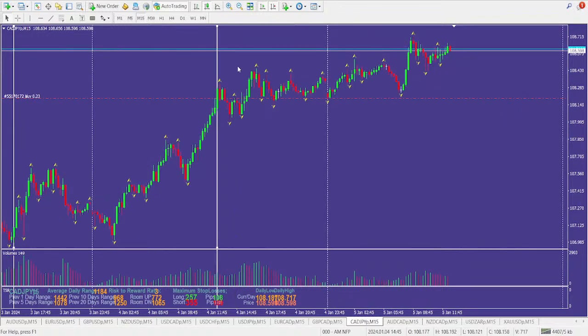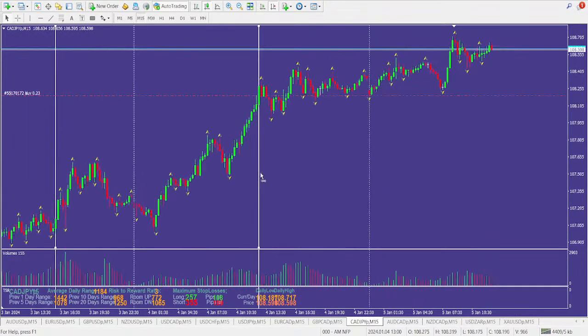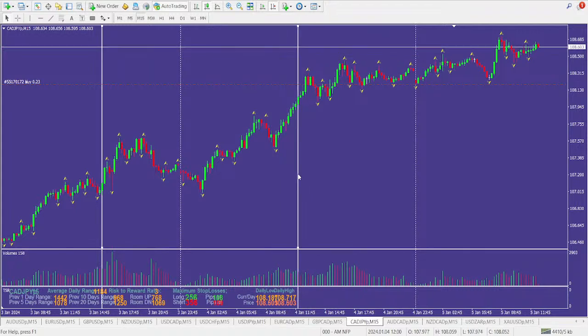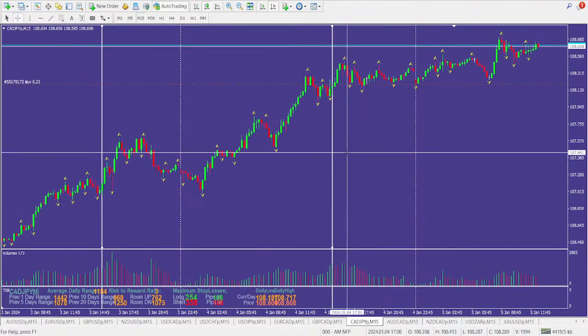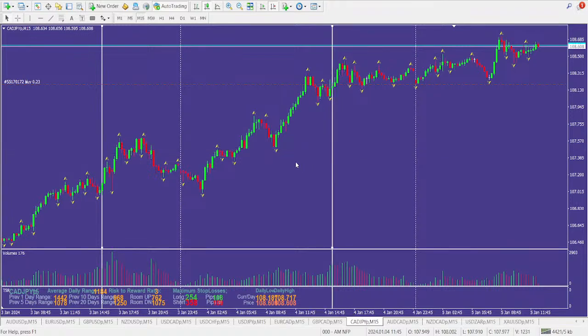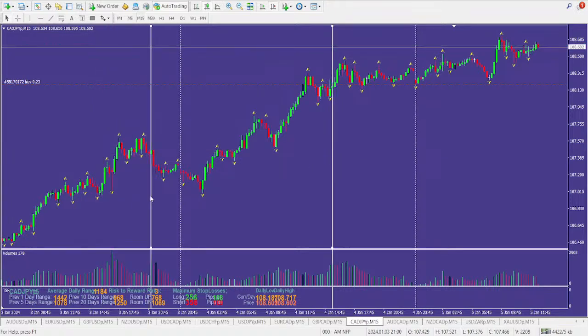Right, so demand level, potential demand level. We have high volume spike over here where price pushed up with high volumes. That is a potential demand level. And then our next level over here, down here, over here, and over there.